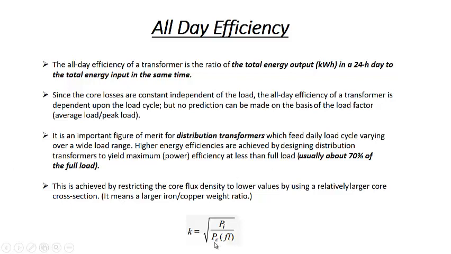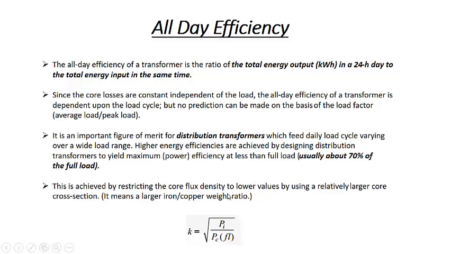So this can also be done by increasing the value of this power. When we increase the value of this power, we have to reduce the resistance of the winding. That means reducing the resistance of the winding means reducing the amount of copper. So we are using less copper, more iron. That is, it means a larger iron to copper weight ratio.